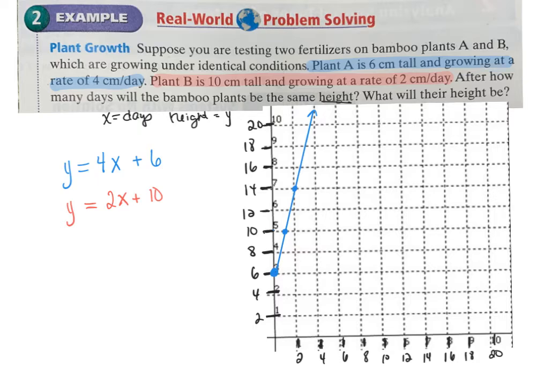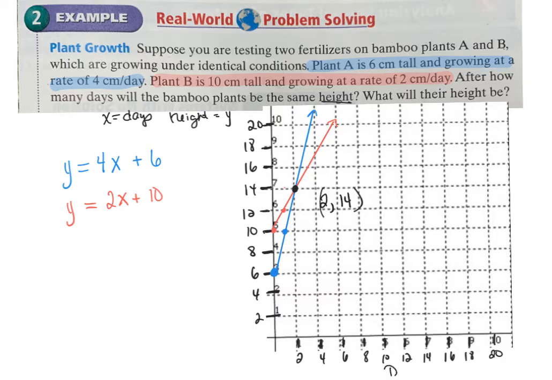For the second one, I'm going to start at 10. And for this one, I'm going to go up 2 inches for every 1 day. All right. And that particular graph is going to look something like this. And it says, after how many days will they be at the same height? Well, we're going to look at where they cross. They cross right here at 2 days and 14 inches.